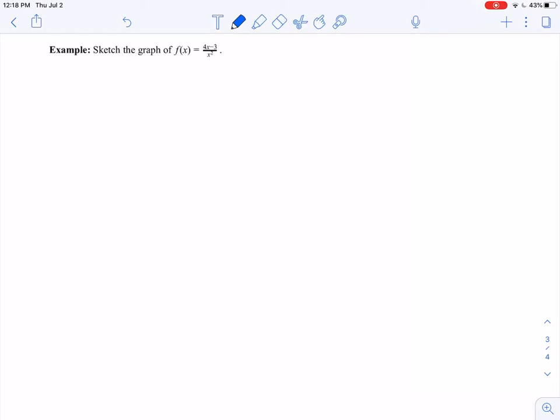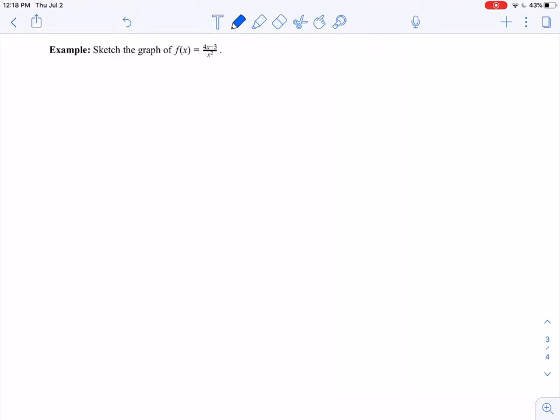I am going to find my domain, my asymptotes, find the first derivative, and find out everything that that first derivative is telling me. Then the second derivative, and find out everything that that second derivative is telling me. Compile all that information at the end, and then make a sketch of my graph. So let's get to it.